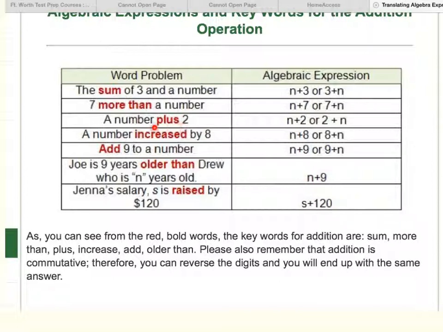All right, a number plus 2, plus means to add. A number increased by 8, that means to add. Add 9 to a number. So all of these are n plus 9 or 8 plus n. Here's another one. Joe is 9 years older than. So when you see older than, that means addition. Jenna's salary is raised by $120, so that would be S plus 120. So these need to be in your notes, and this lesson has a lot of notes in it. So let's go on to subtraction.